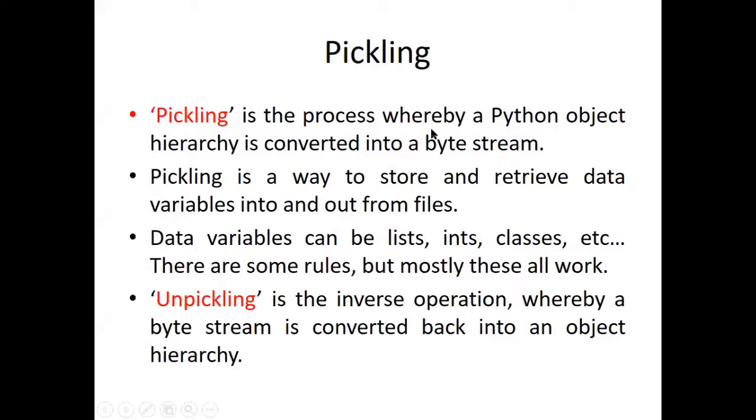Pickling is a process whereby the Python object hierarchy is converted into a byte stream. Pickling is a way to store and retrieve data variables into and from the file, keeping the data structure. So pickling means you will convert whatever the value is into a byte stream. This is also called serialization.